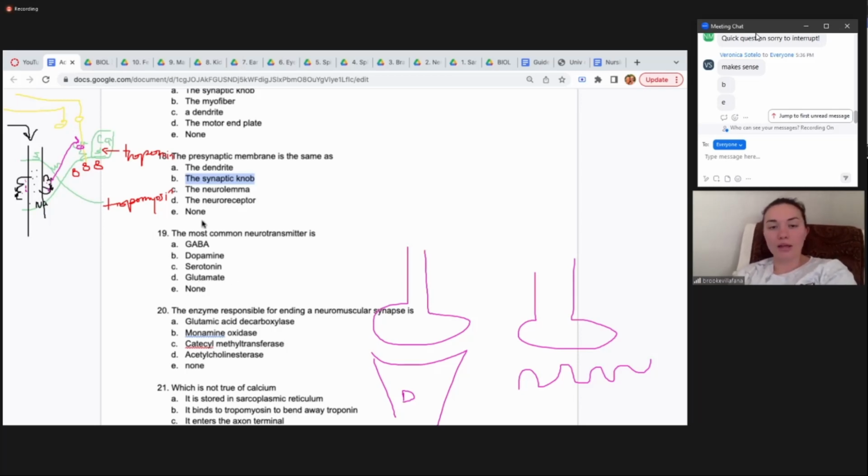E, none, right? So the most common neurotransmitter is acetylcholine. So none of those options would be correct. The option that's correct is acetylcholine. Okay. The enzyme responsible for ending a neuromuscular synapse is which of these enzymes?